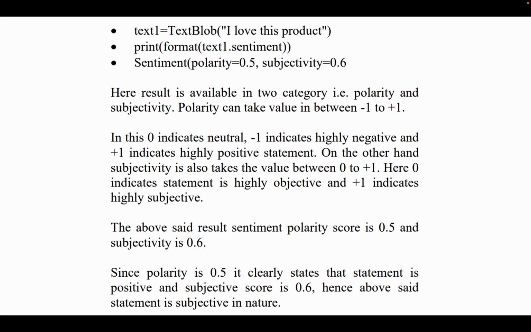For this particular example, we see that the polarity score is 0.5 and the subjectivity score is 0.6. Since polarity is 0.5 and the range is -1 to +1, it's obvious that 0.5 leans a little bit more towards being a positive statement. So we say that this statement is positive. And the subjectivity score is 0.6, which leans slightly more towards being subjective because the range is 0 to 1, so we say it's slightly subjective.